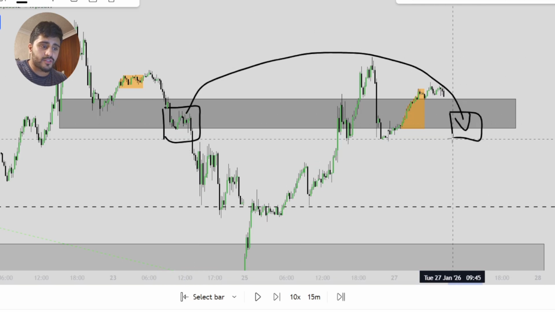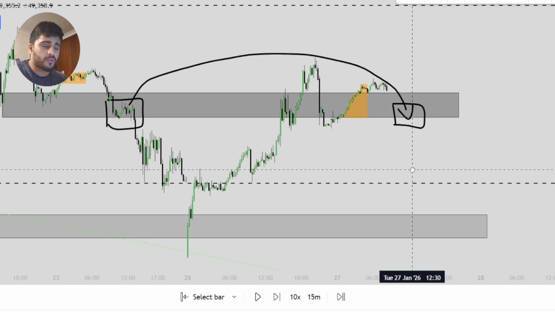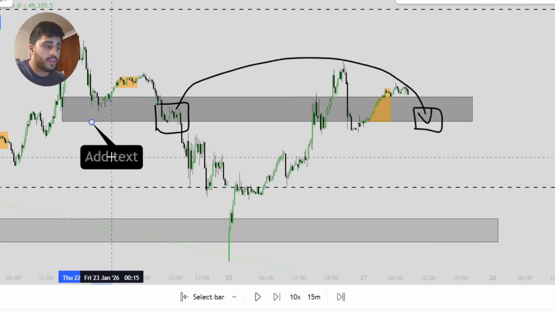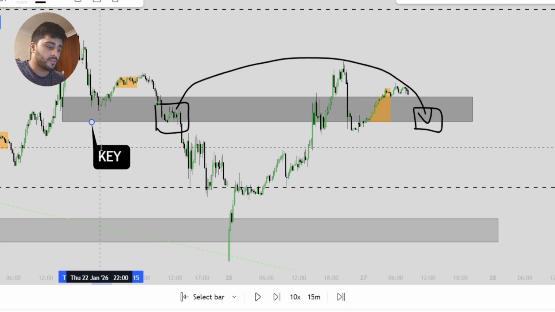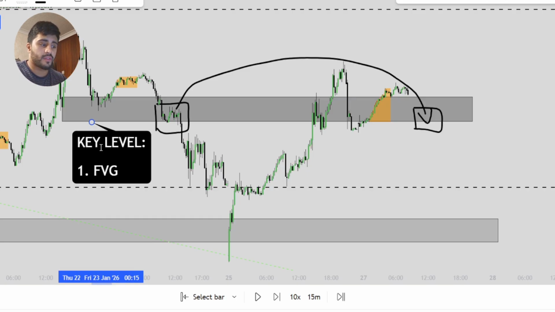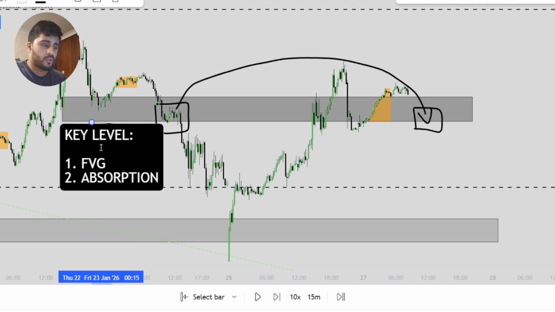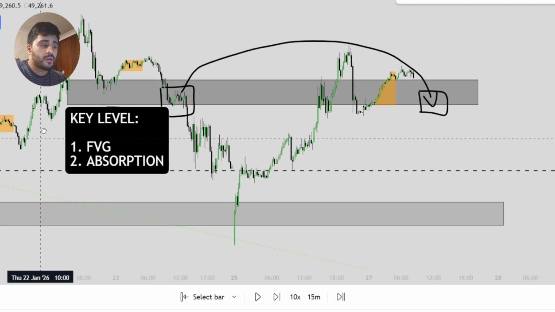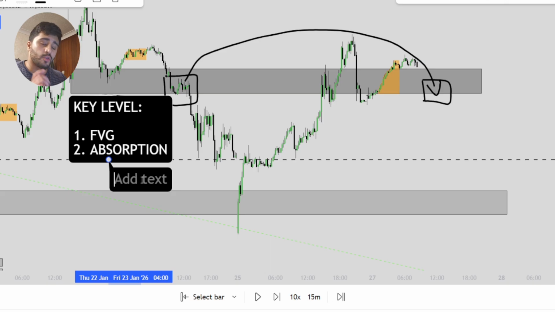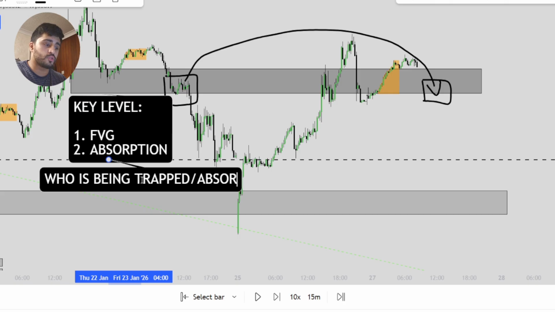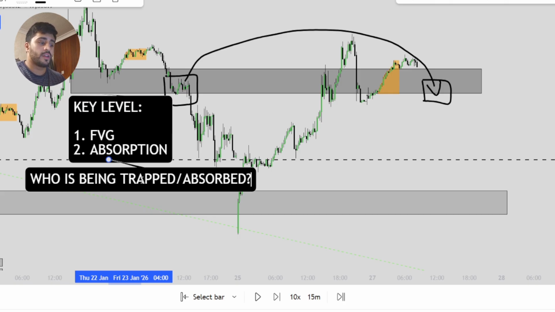This is a lesson that traders should understand, because I get this question a lot: how do you derive your key levels? For me, this is a key level, and I'm going to break it down. A key level has two parts to it. It has to have a fair value gap, and there has to be some kind of proven absorption. You cannot trade fair value gaps unless you know where the absorption is happening. Absorption is basically the interaction between buyers and sellers and who is being trapped, or another word is absorbed. Who is being trapped, who is being absorbed. By using footprint charts with fair value gaps, it gives you a much better chance of actually getting this right.